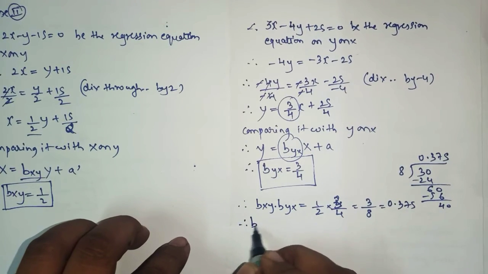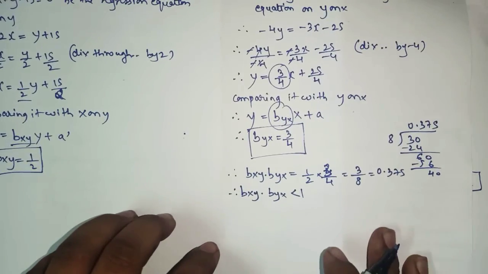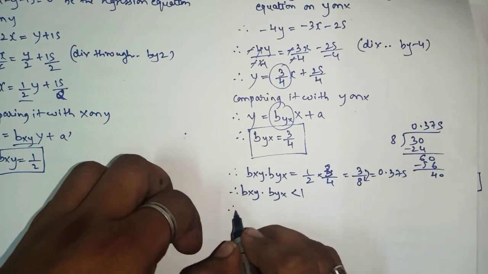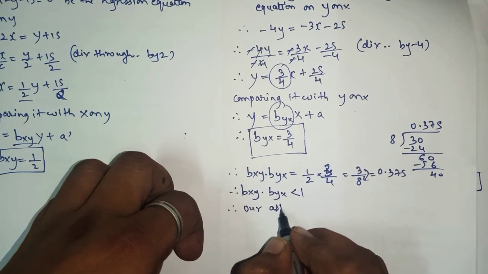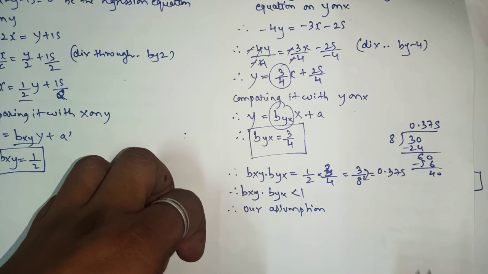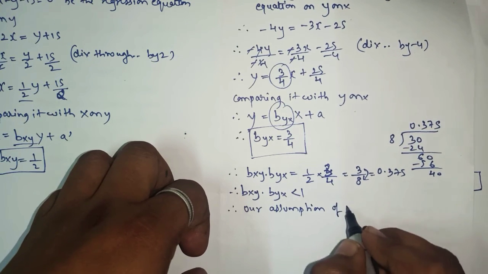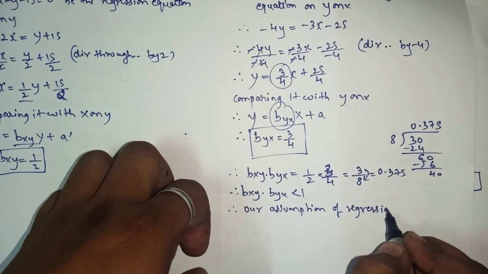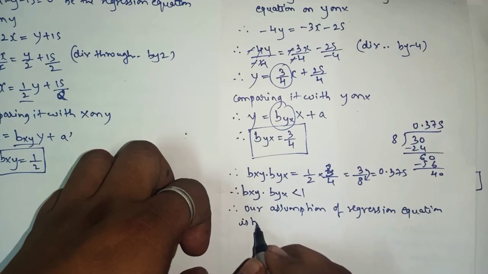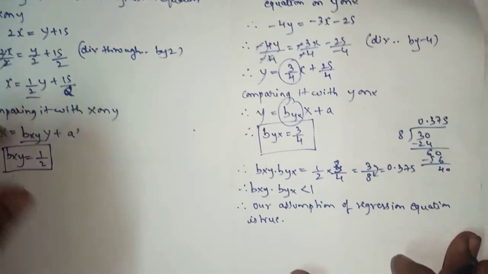Yes, here we can write what? bxy, the product is less than 1, as here the numerator is less than the denominator. So here we can write our assumption, our assumption of regression equation is true. If it is true, then only we can find the value of r.